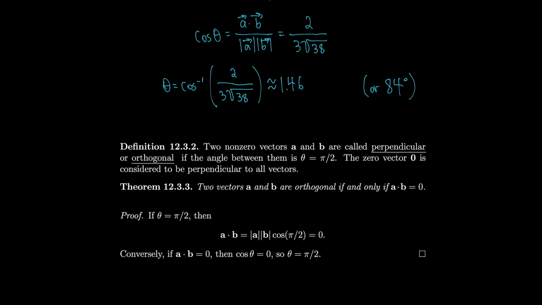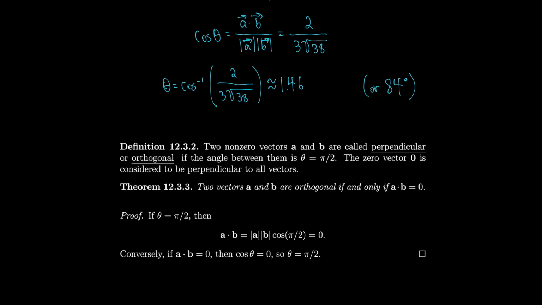Two non-zero vectors A and B are called perpendicular or orthogonal if the angle between them is pi over 2. So we will often use the term orthogonal for higher dimensional perpendicular, because we only really refer to perpendicular in 2 dimensions. But in, let's say, 3 or more dimensions, we might still want to think about what it means for vectors to be perpendicular to each other, so we use this fancy term orthogonal. The zero vector, by definition, is just considered to be perpendicular to all other vectors.